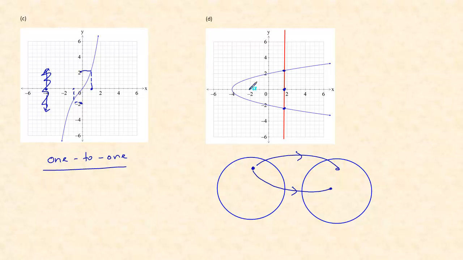But it's not happening the other way around. If we look at two different x values, we're getting different y values from them. So this one is just a 1 to many.